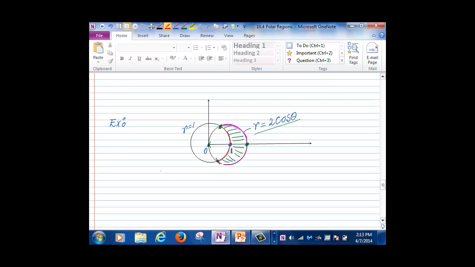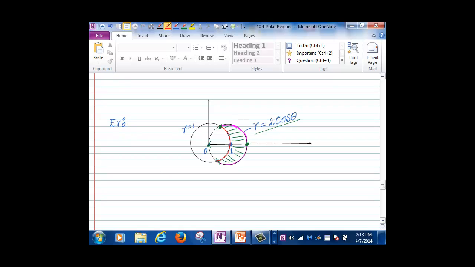That's a circle. Remember we multiplied both sides by r, converted to rectangular coordinates, and found out it was the equation of a circle of radius 1 centered at 1, 0. So the center is at the point 1, 0 on the x-axis, and the circle has radius 1. The center will be on the other circle, because the other circle has radius 1 as well. So is my picture clear to you?